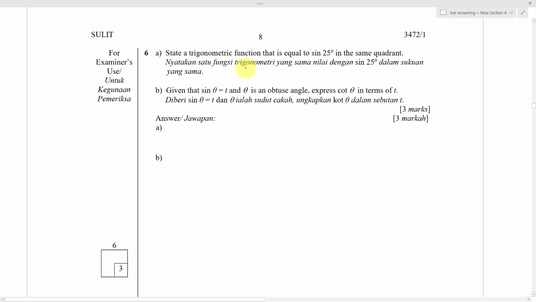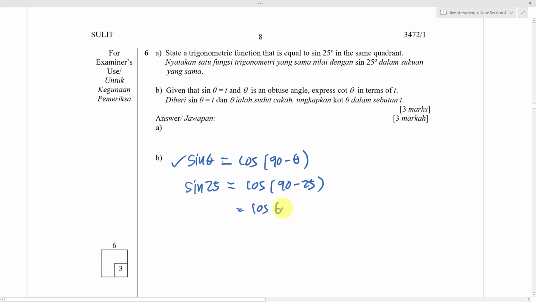Alright, A is not too hard, because they ask about the trigonometric function that is equal to sine 25. Because you actually learn the formula, isn't it? Cos theta equals sine 90 minus theta. Or you learn this one, sine theta equals cos 90 minus theta. So you can use the second one. Okay, we're not going to use the first one. Now you have sine 25. I want to get another value which will be the same as sine 25, which is cos 90 minus 25, and then it should be cos 65.